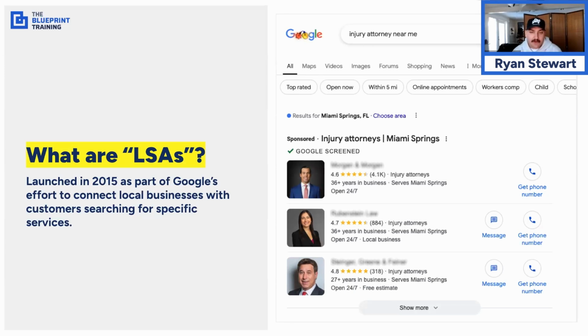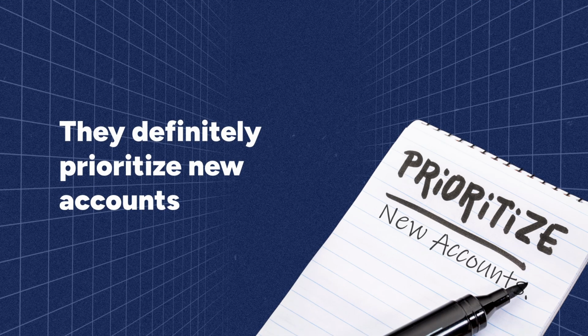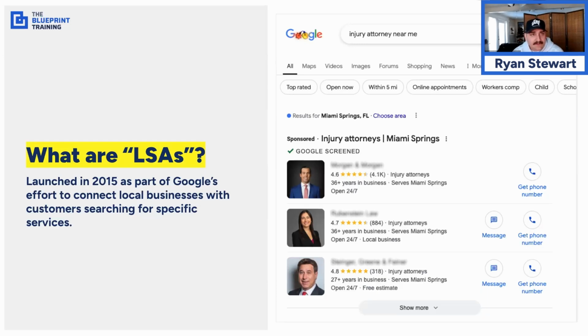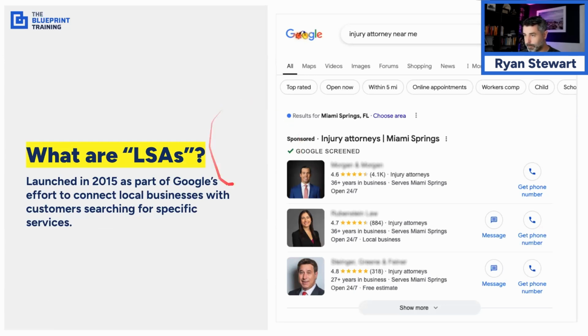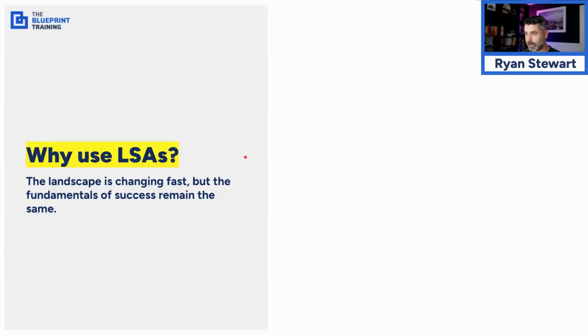I mean, yeah, they definitely prioritize new accounts over established accounts. I've had accounts that spend $80,000 a month only for it to go to zero. And then we have to create a new account. It happens all the time. Yeah, and we'll talk about some of those troubleshooting things in the more advanced things as we get into this, and kind of the downsides of LSA.